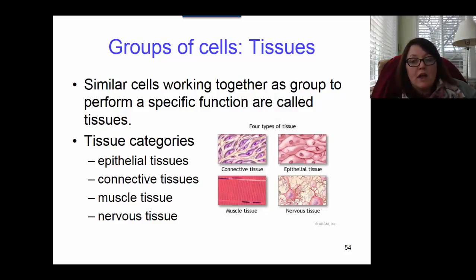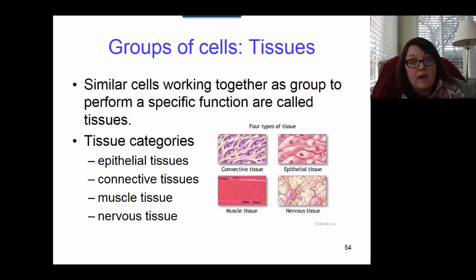Similar cells working together as a group are called a tissue. So if we have a whole bunch of cardiac muscle cells working together, we call that cardiac muscle tissue. So similar cells working together as a group to perform a specific function are called a tissue. In the human body, we have four main categories of tissues. Epithelial tissues tend to act as liners. So we're going to find this lining the outside of your body. It's the outer layer of your skin, for example. Or lining things like the inside of your blood vessels, or the inside of your stomach, or the inside of your lungs.